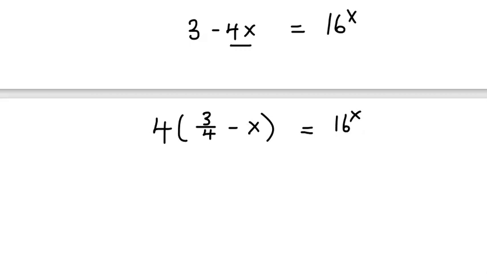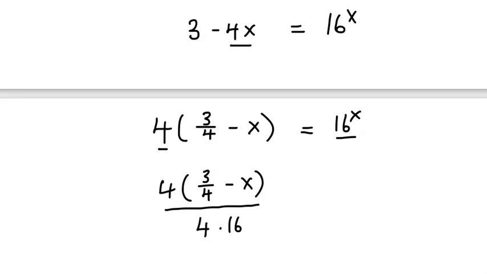Now what are we going to divide both sides with? We're going to divide both sides with the product of this 4 here and this 16 to the power of x. So this is what I mean: 4 into bracket 3 over 4 minus x, divided by 4 multiplied by 16 raised to the power of x, will be equal to 16 raised to the power of x divided by 4 multiplied by 16 raised to the power of x.